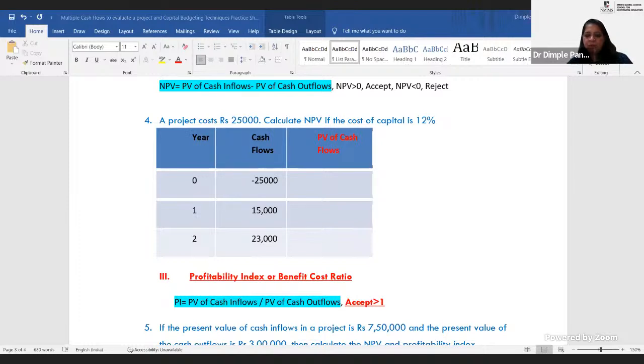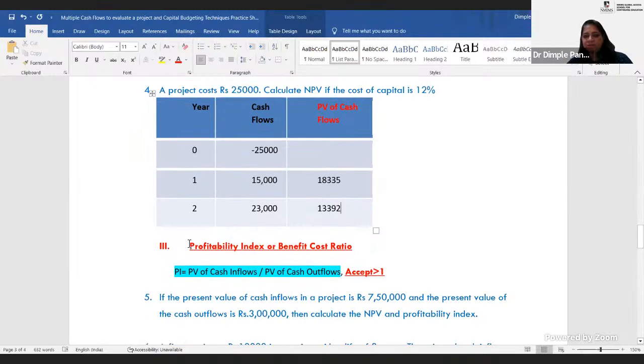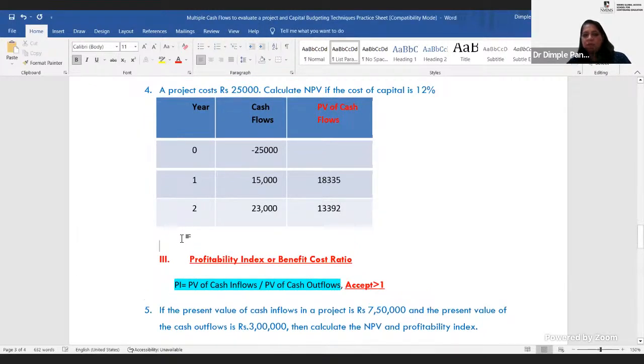Done? Okay. So 18,335 is the second one, and the third one is 13,392. NPV I've got as negative. Others, do you agree? So NPV, I have got it as present value of cash inflows.